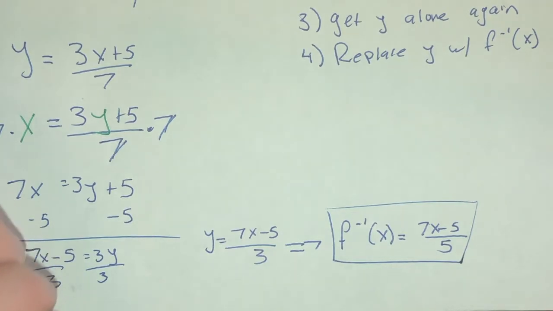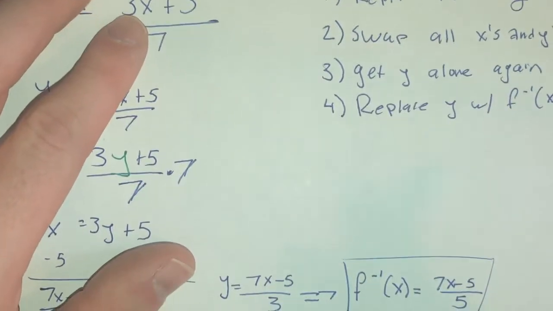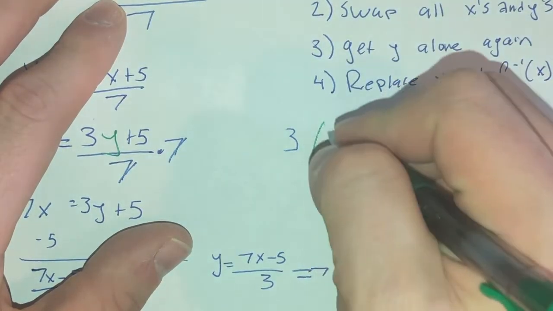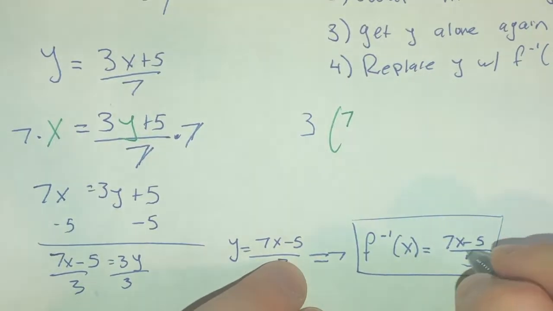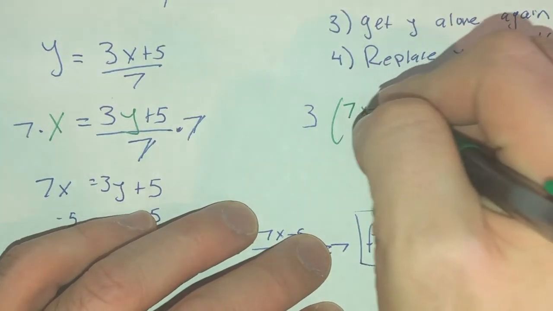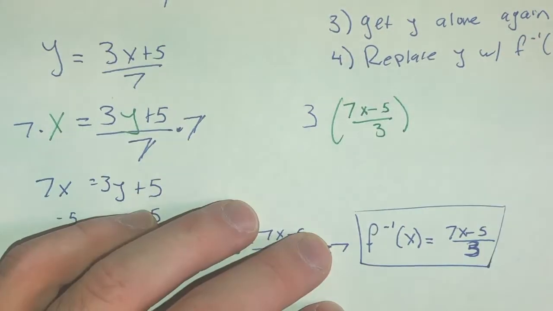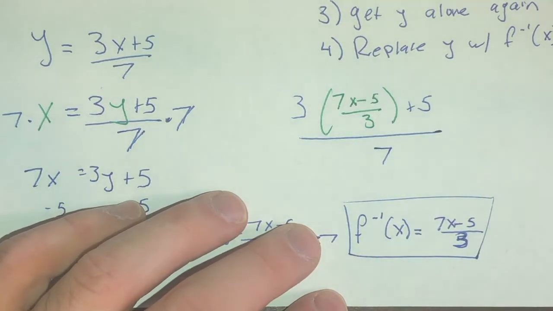Now, how do I test? Remember, to test, you use the composition. And again, I'm going to remind you about the video I made on compositions. What I'm going to do is take this formula and plug it in here. Okay, so let's take a look. So I'm going to do 3 times 7. I'm sorry, this should say a 3. I didn't copy that over right. (7x minus 5) over 3. Okay, I'm plugging f inverse into f. Okay, and let's look at what happens.